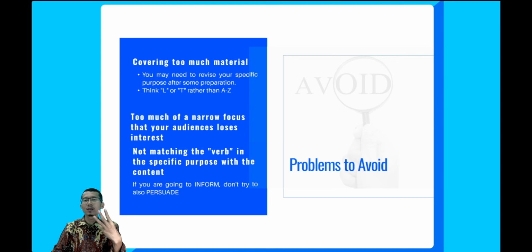Then the third problem happens when the communication verb in the specific purpose does not match the content. For example, persuasive content is paired with to inform or to explain. If you resort to words like why in the thesis, it is probably persuasive. For example, to inform our audience why capital punishment is unconstitutional. This cannot be informative since it is taking a side.